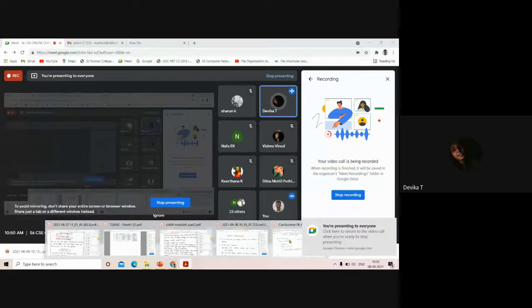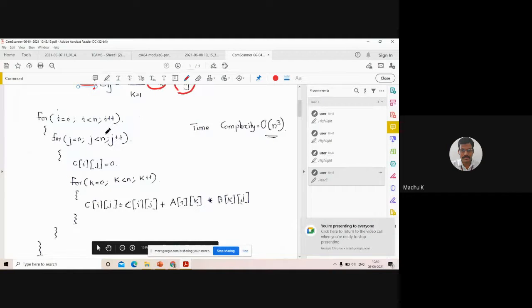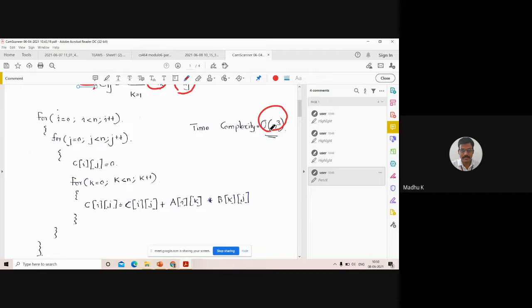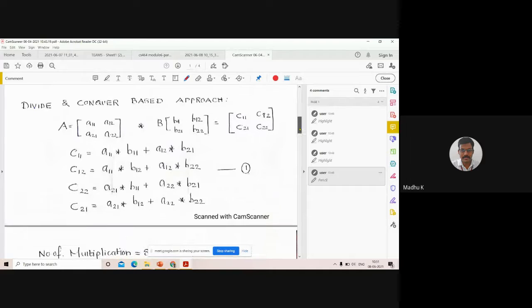Okay, so this is the matrix multiplication algorithm, and there are three for loops: for i, for j, and for k equal to 0. So the time complexity is big O of n cube in this case. Here we are taking two square matrices of order n, so the time complexity is n cube. Now we are going to discuss another approach, that is divide and conquer based approach.